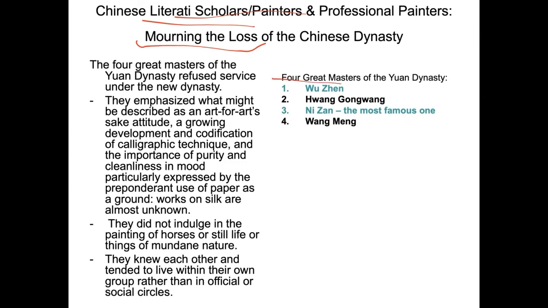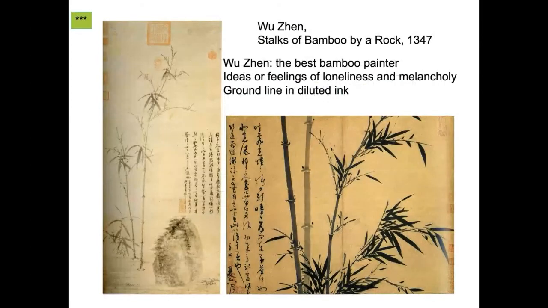So there are four great masters of Chinese painting: Wu Zhen, Huang Gongwang, Ni Zan, and Wang Meng. But in this class, we are only going to focus on Ni Zan. They didn't want to make realistic paintings. They wanted to express their feelings. They didn't want to use silk, because silk is the material for court painters. So they only used paper and brush.